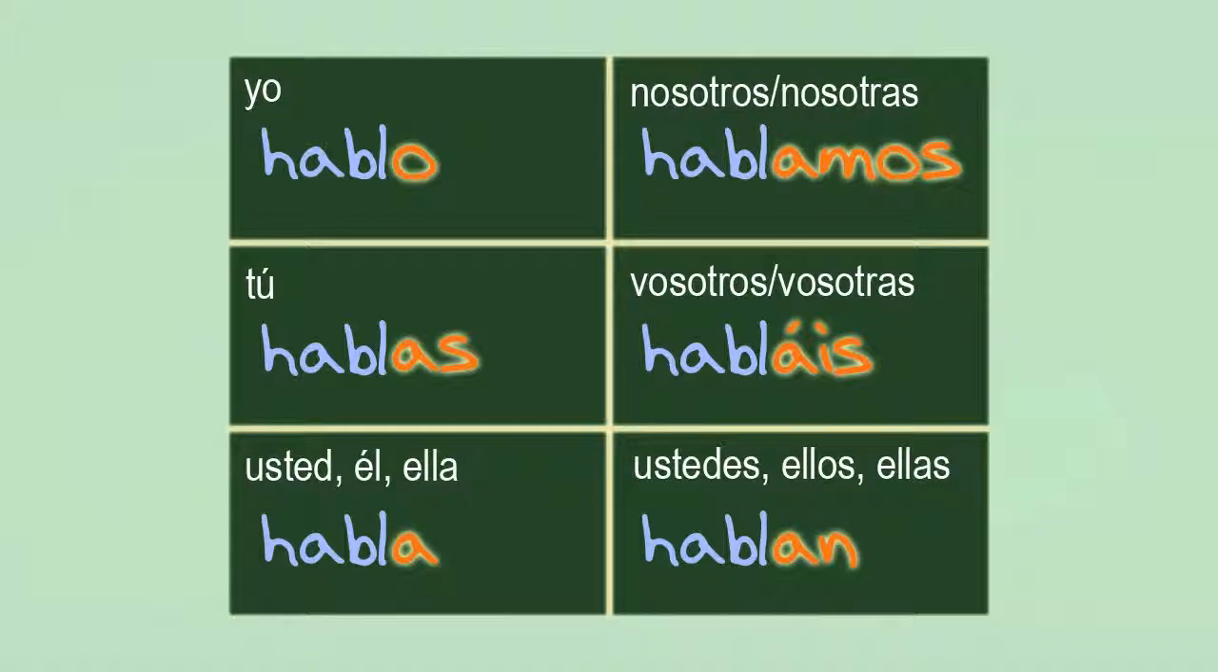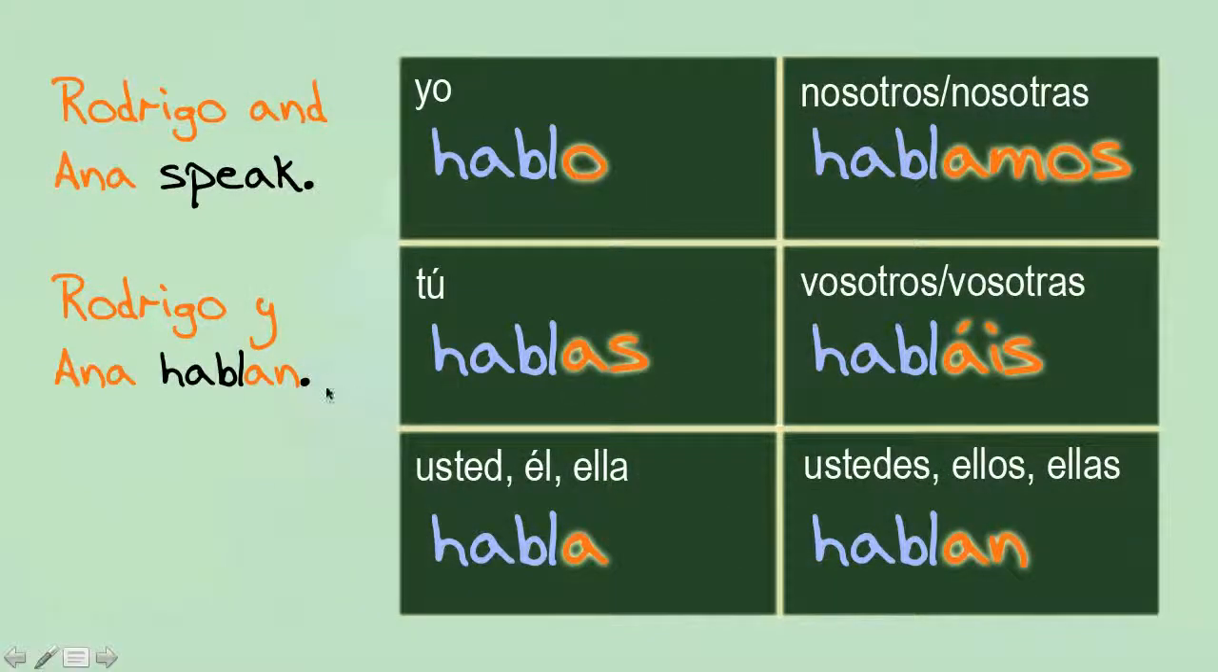You may also use more than one name here. For example, Rodrigo and Ana speak. Rodrigo y Ana hablan. If you only had one name, for example, Rodrigo, you would use the third person singular. Rodrigo habla.